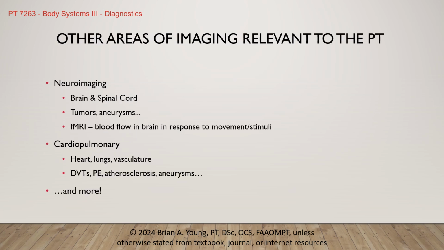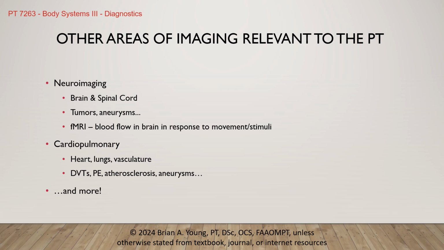Other areas of interest to the PT besides musculoskeletal in the use of imaging. The first one could be neuroimaging. If you're working in a rehab center with individuals who have sustained a stroke or a head injury, neuroimaging such as of the brain and spinal cord, or functional MRIs to assess blood flow in the brain in response to stimuli, can be very helpful in understanding their lesions, their impairments, and working to identify ways that you may be able to help and assist them.